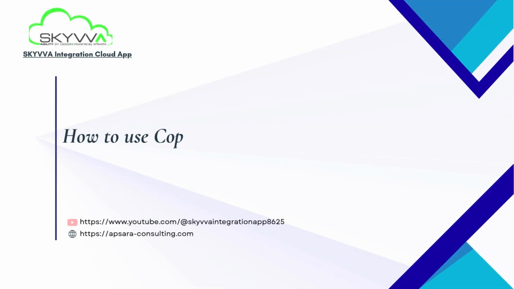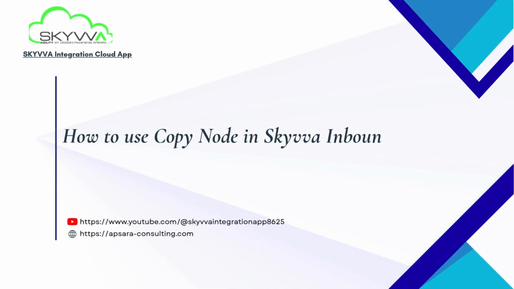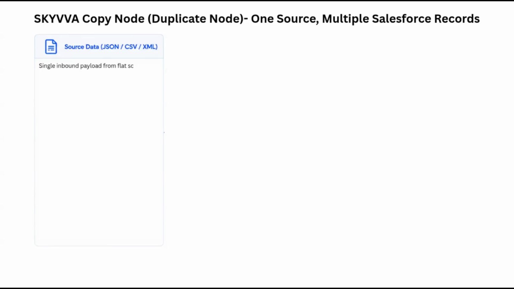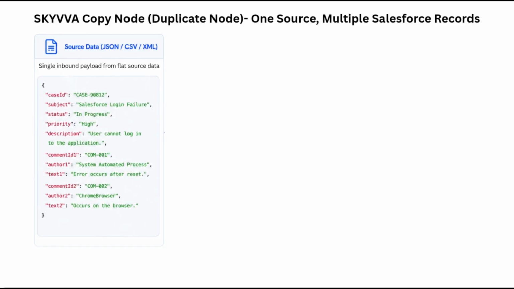Hello, everyone. In this video, we'll show you how to use copy node in Skyvva inbound integration. Let's take a look at how the Skyvva copy node function works. On the left, we have a single source payload, which can come from a CSV, JSON, or XML file. In this example, the JSON contains information about a support case along with multiple comments.